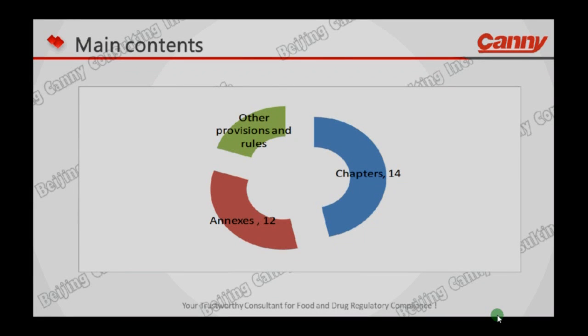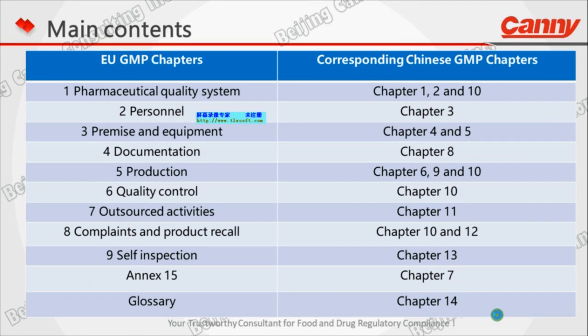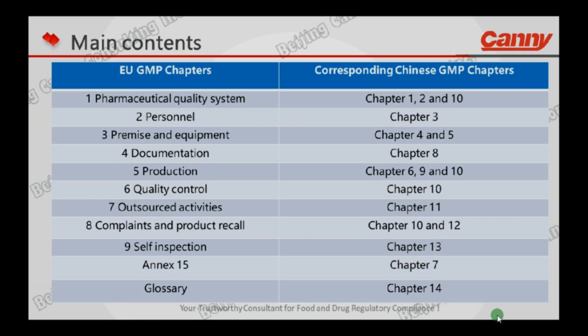So according to this chart, it's very clear. 14 chapters, 12 annexes, and other provisions and rules for Chinese GMP. Okay, next let's have a look at the comparison between EU and the Chinese GMP.